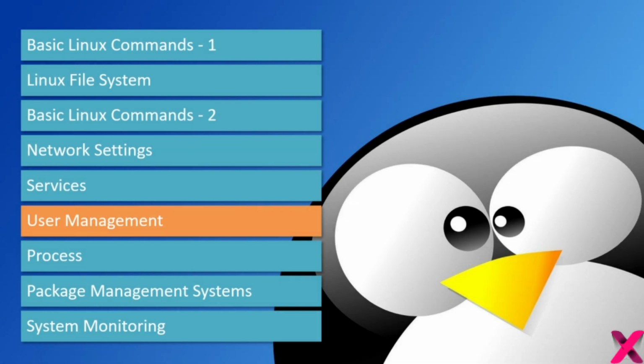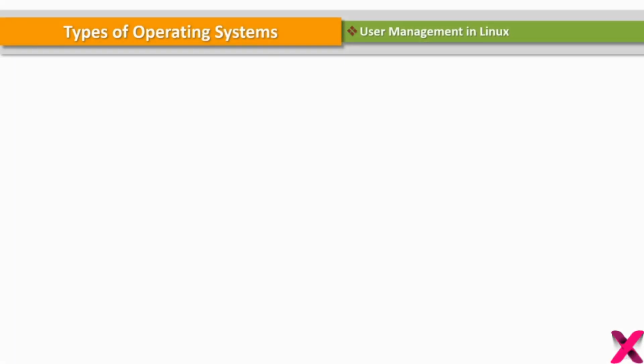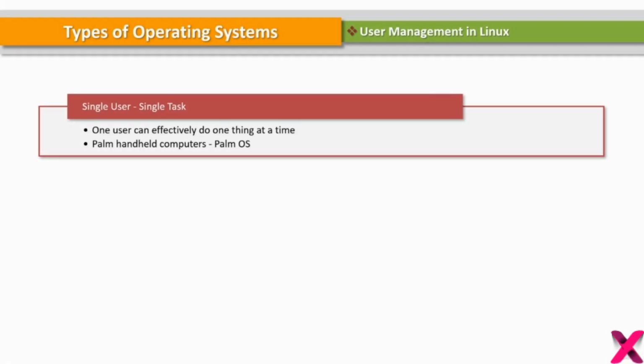Now, a user is an entity in a Linux operating system that can manipulate files and perform several other operations. Each user is assigned an ID that is unique for each user in the operating system. Single user, single task. Just as the name implies, this operating system is designed to manage the computer so that one user can effectively do one thing at a time. The Palm OS, if you remember that, for Palm handheld computers, is a great example of a modern single user, single task operating system.